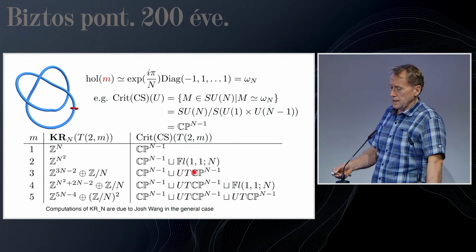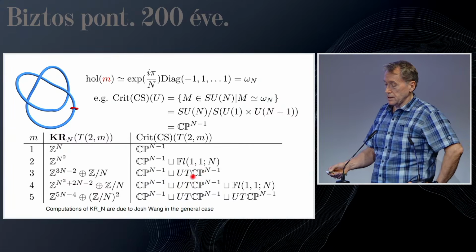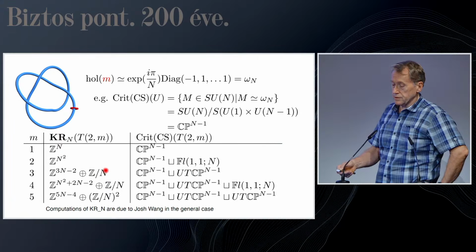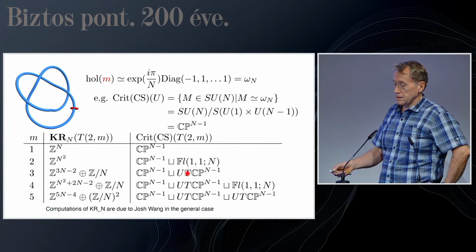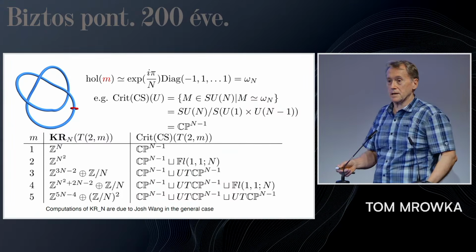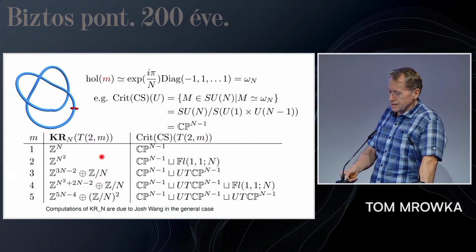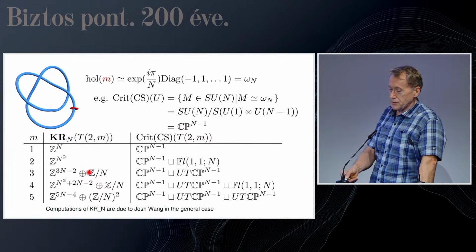And more interestingly, for the trefoil, there are 2 components, and one of them is the unit tangent bundle, and that nicely explains the torsion, because for the unit tangent bundle there's one non-trivial differential in the Gysin sequence, which is from the top to the bottom, and it's multiplication by the Euler characteristic of CP^(n-1), which is n. So the Khovanov-Rozansky computations are rather hard. So I was mistaken. These are due to Jake.